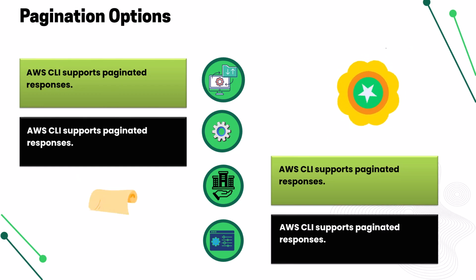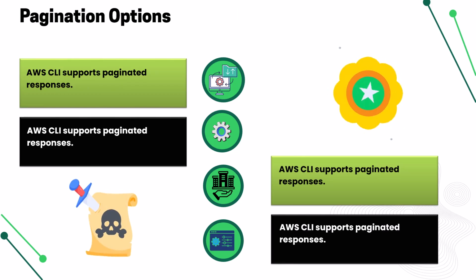Ever scrolled through an endless list of emails? AWS CLI's pagination options prevent that nightmare. With max items and marker, you control how much data you fetch at a time. It's like grocery shopping. You don't grab everything at once, you take it aisle by aisle.